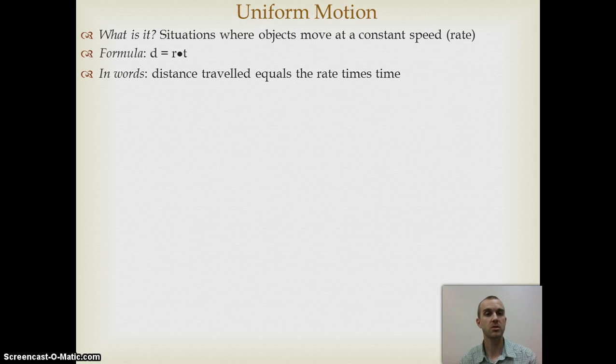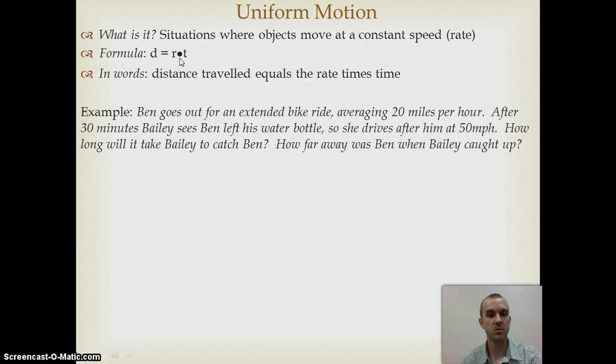Now we also will deal with uniform motion type problems, which is where we're looking at objects moving at a constant speed, which we may also see the word rate. This is the formula: distance equals rate times time. D equals RT.